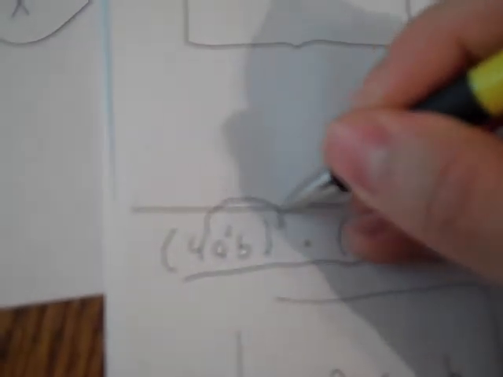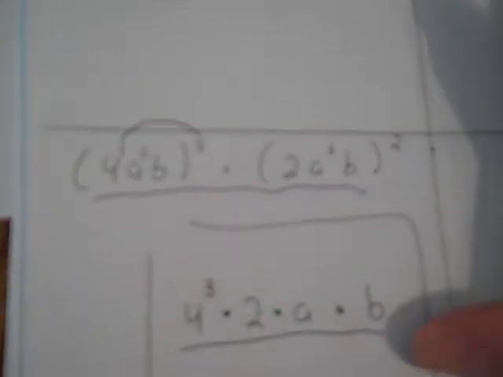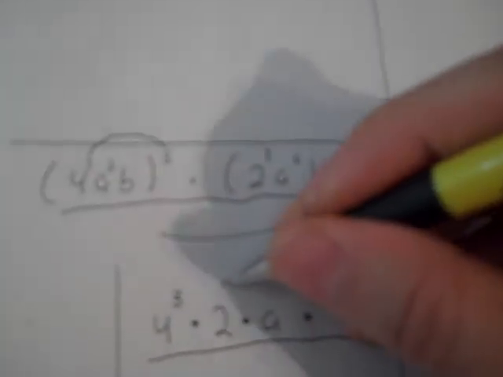Okay, so 4. 4 is to the power of 1, but it's in parentheses, so we need to take 1 times 3, and there is 3 factors of 4. 2 is to the 1 power, but again, that's in a parentheses, and everything in the parentheses is raised to the second, so 1 times 2 is 2.